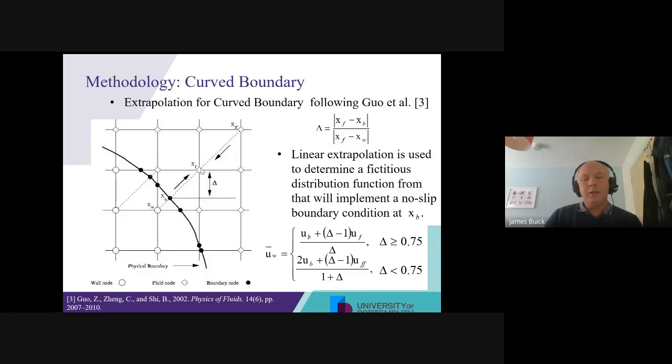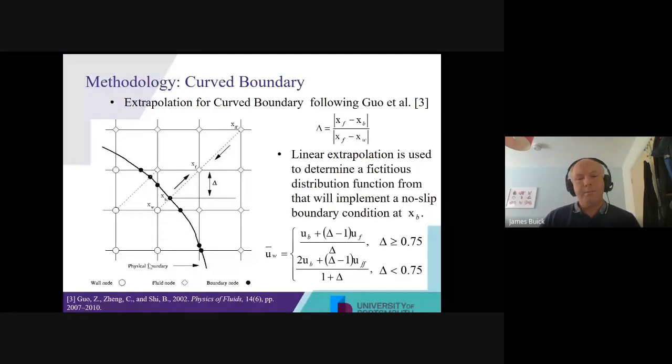And Guo suggested that this wouldn't work very well if delta was particularly small, and in fact suggested only using it for delta greater than 0.75. If delta was less than that, then we also look at this point here, XFF, which is another lattice step away. Without going into the details, these predicted velocity and density here are then used to find the equilibrium and also a non-equilibrium term to give you the distribution function that's coming in here. So that was the basic boundary.